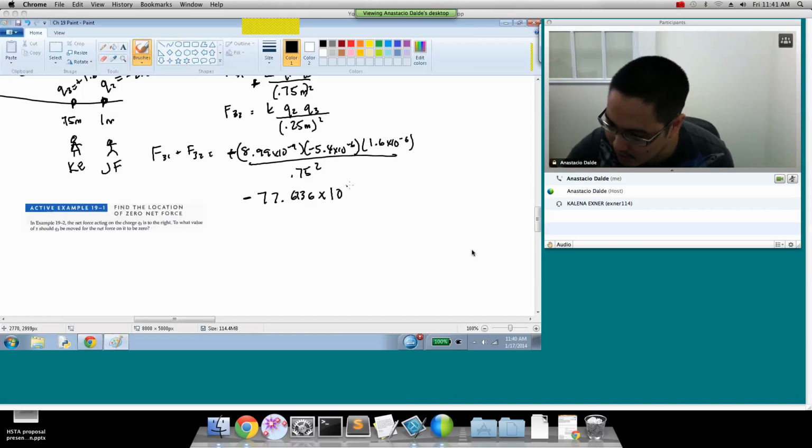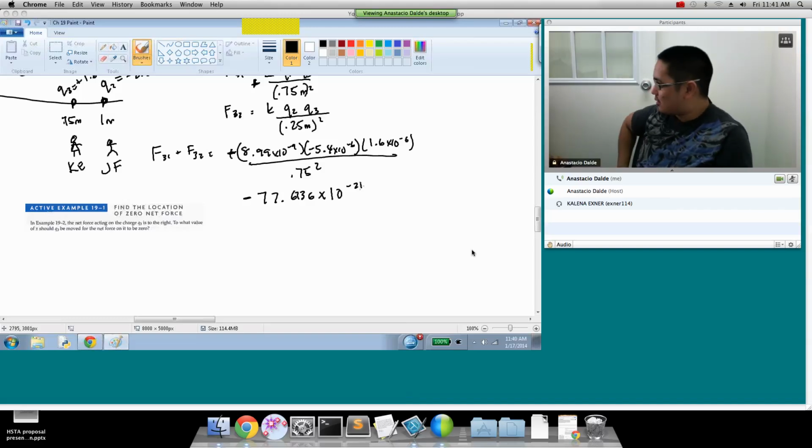10 to the negative 21. Do you understand how to do that part, the exponent part?